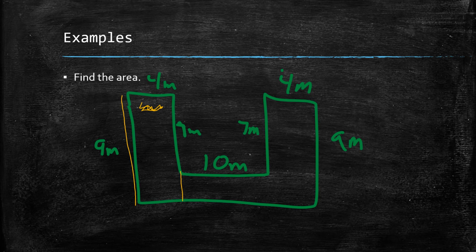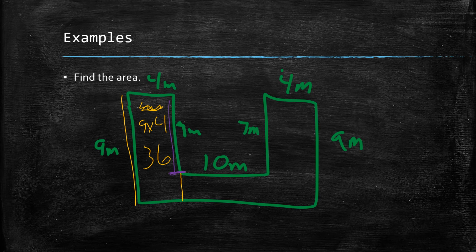Do not use the 7 because the 7 is going to stop right here. Because of that, I don't have the full distance of the rectangle on that side. And so for this rectangle, it's going to be 9 times, and then I have the full width up here. That is going to be 4. So this first one is 36.